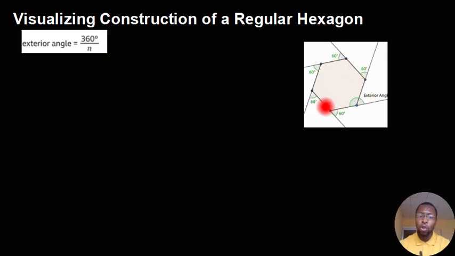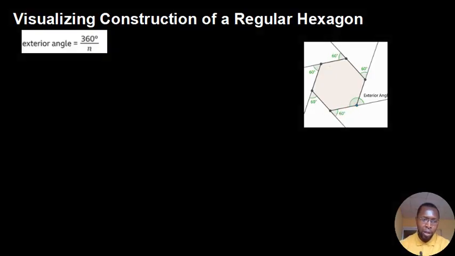60 degrees each. So we can use our set square to construct this polygon using our external angle rule. Okay, so we just have to be constructing the 60 degrees outside. So we have to start with one straight line. So let's draw a straight line. So this is a straight line here.